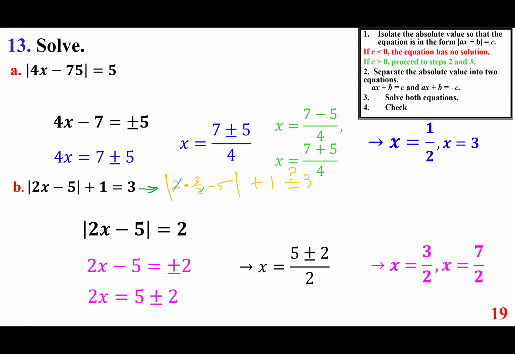So these two cancel each other. We get 3 minus 5 is negative 2 plus 1. Absolute value of negative 2 is positive 2 plus 1. Is it equal to 3? It checks. We are done. So you have to check your work.